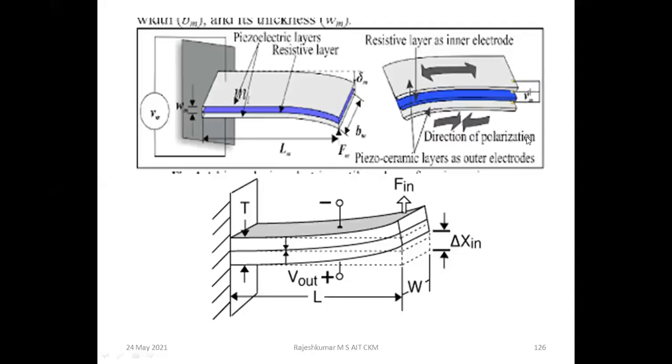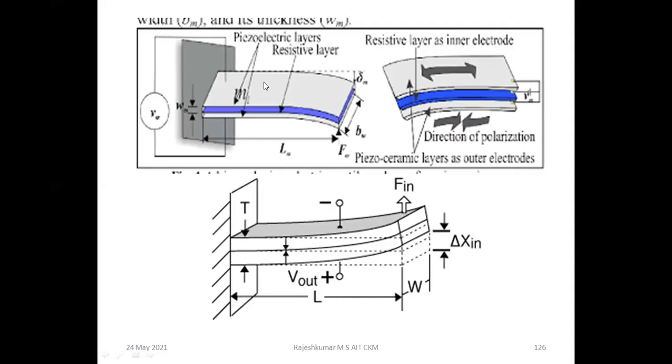So this is the best example for a piezoelectric, wherein you are able to see the cantilever beam. In case of a cantilever beam, it is fixed at one end. So there will be a voltage output. Here delta x in is the change in the height, this is the tension, this is the voltage, and this is the length and width of the cantilever beam. F in is the force input.